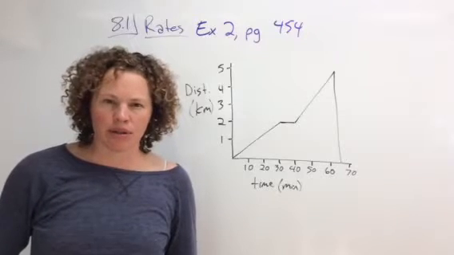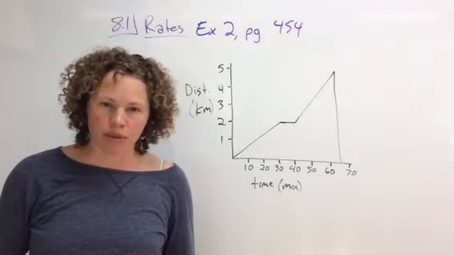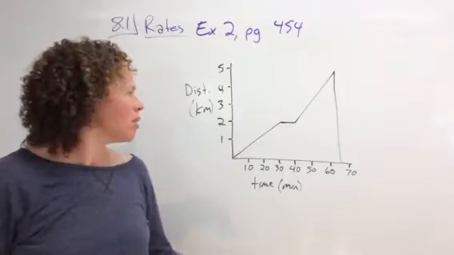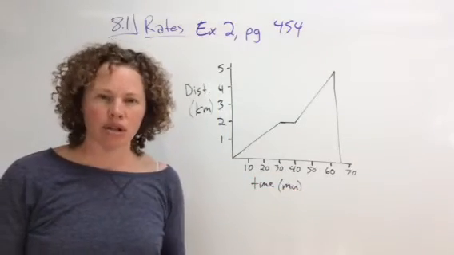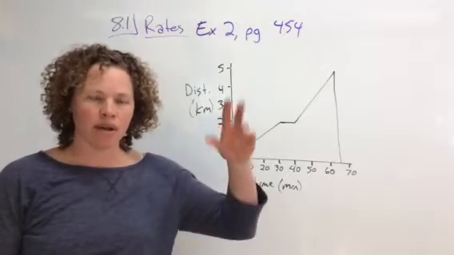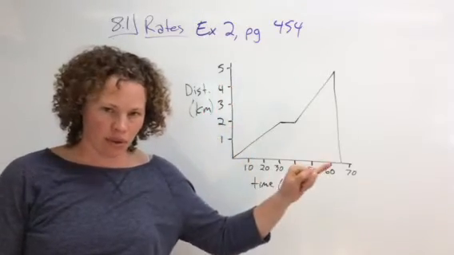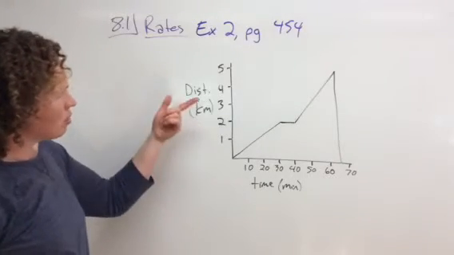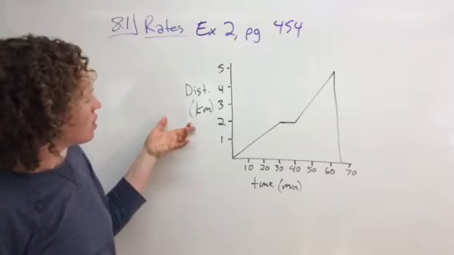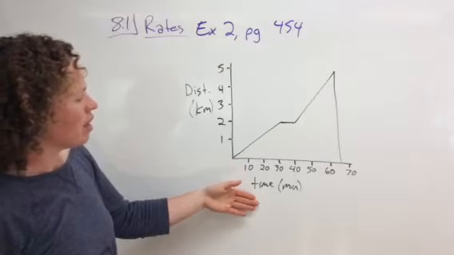Rates can be expressed using graphs as well. The slope of a graph is often a rate because it compares one value to the other value, remembering that the slope of a graph is how far it goes up for each unit that it goes over. So in this graph, this is example 2, page 454, they've given us distance over time.